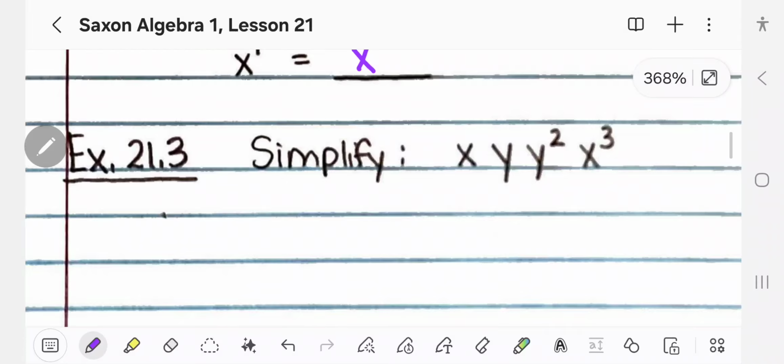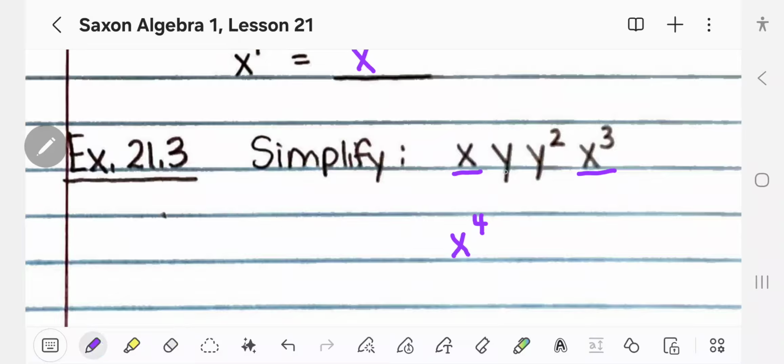and others like it. Example 21-3 says to simplify this. Again, I want to emphasize this is all one term. There are no plus signs, no minus signs, and you're going to want to look for that because it would be done differently if it were, and we'll talk about that in a couple videos from now. So here I can see I have an x and I have an x cubed. There's no exponent here, but we know that that means there's 1, right? So that's going to be x to the 4th. Because I did the 1 plus the 3.